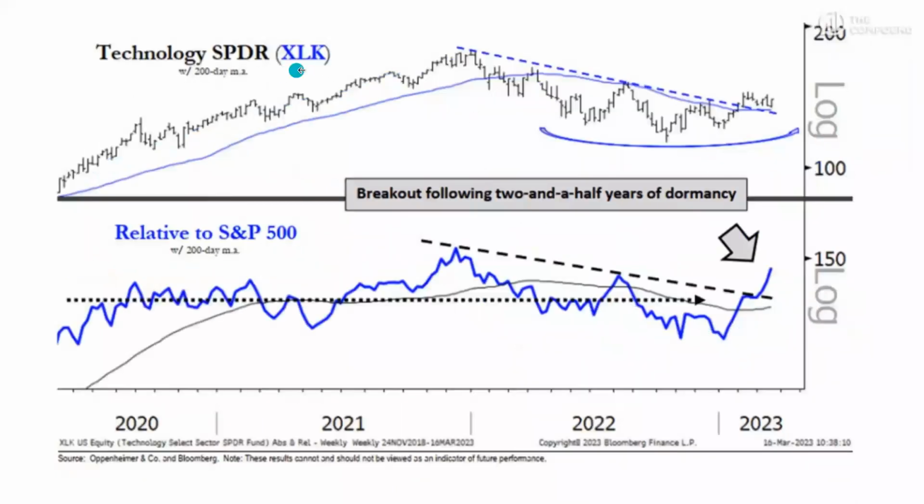If we take a look here, this is XLK, very similar to the Nasdaq. This is the technology sector of the S&P 500, also above the 200 MA, breaking through this trend line here. We're getting a break and a retest. So, if things do stay bullish, it wouldn't really surprise me, right?